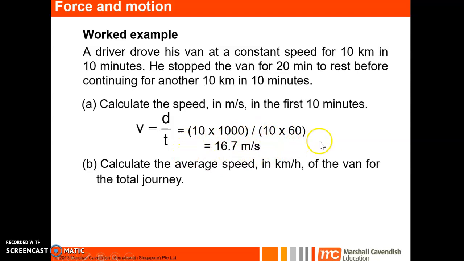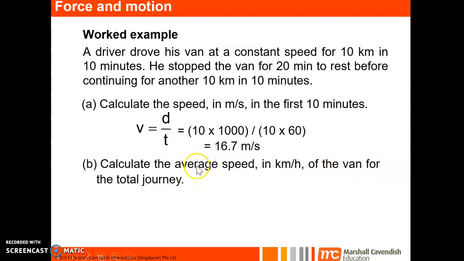Make sure that you are comfortable with switching from meters to km, and from seconds to minutes, or seconds to hours, or hours to seconds. Make sure that you know how to do your conversion. If you are facing problems with this, please speak to your teachers on Friday or anytime when you meet your teachers again. Now I'll proceed to part B. Calculate the average speed in km per hour of the van for the total journey.